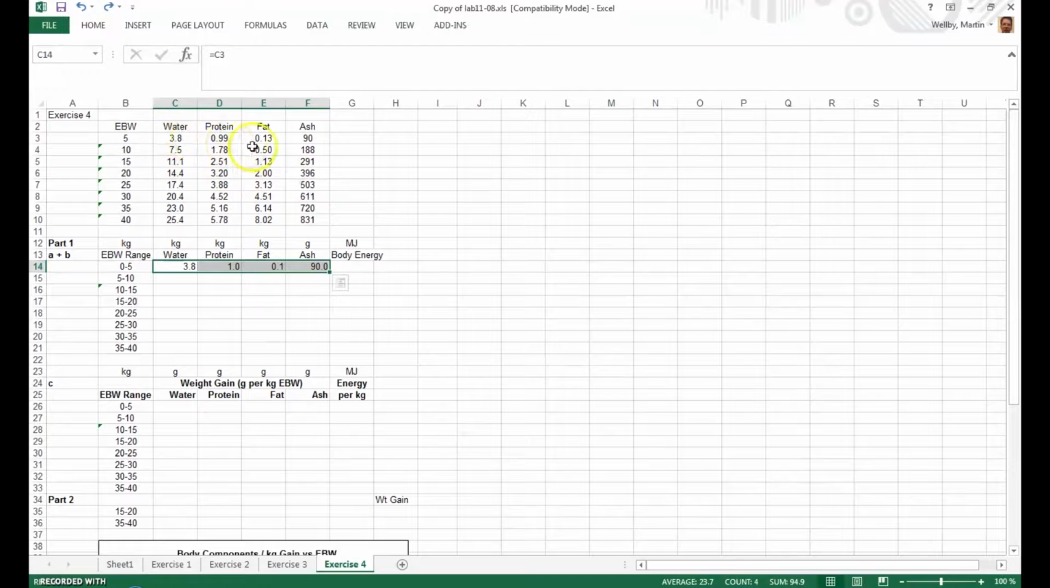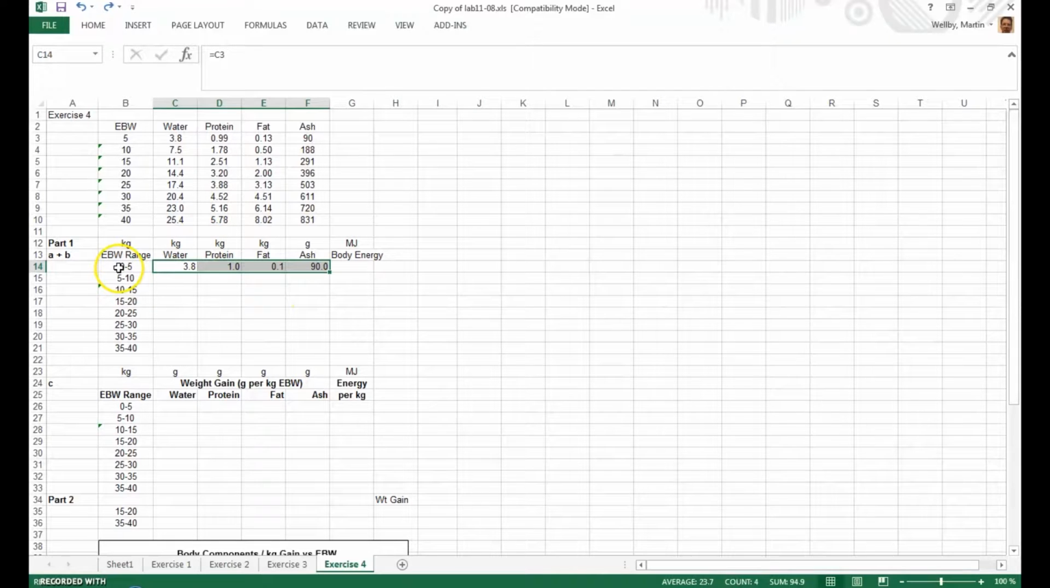And we have these proportions at each body weight. So a 10 kilogram animal, a 15 kilogram animal, and a 20 kilogram animal, which is 14.4 kilos of water, 3.2 kilograms of protein, 2 kilos of fat, 396 grams of ash. So what we want to do is convert that data to the proportion of those contents in each of those weight ranges. So when you go from 15 to 20 kilograms, how much extra water, protein and fat do you get?